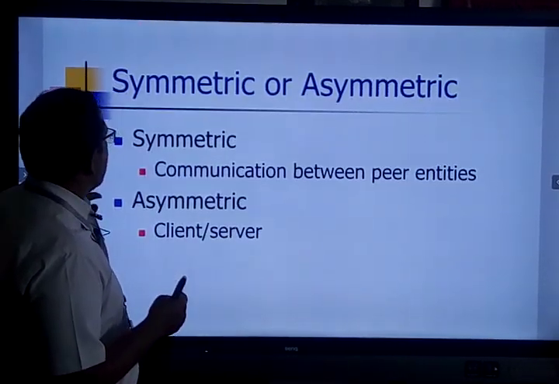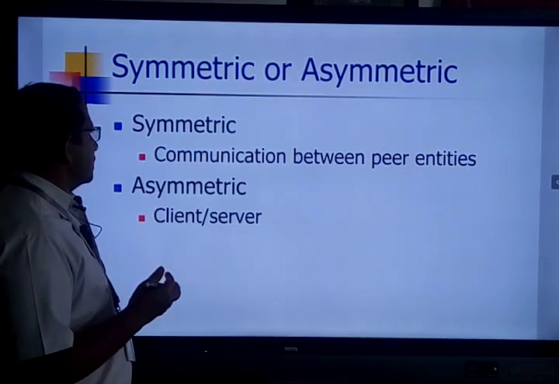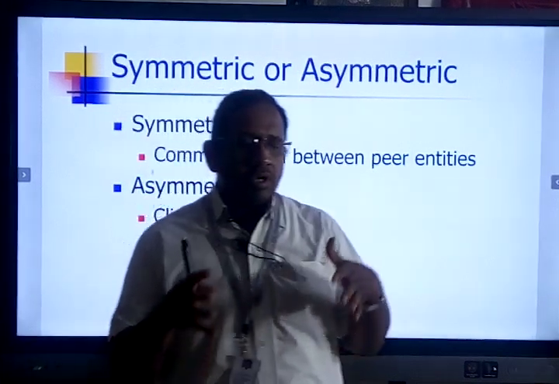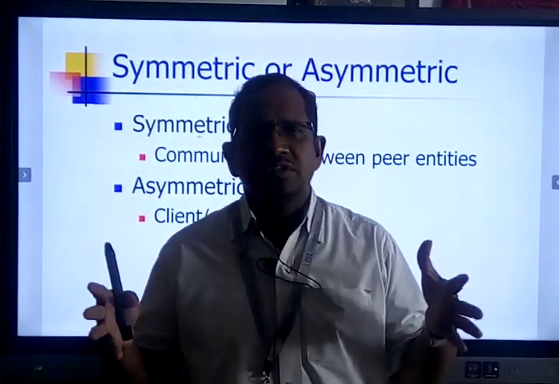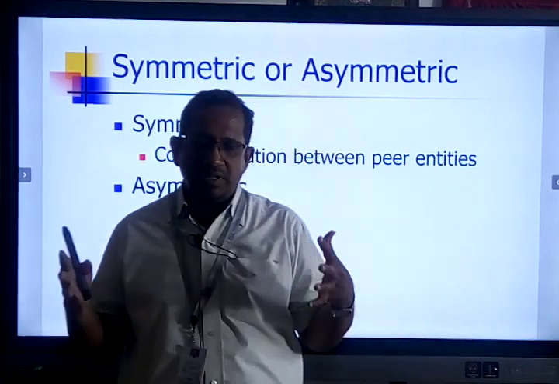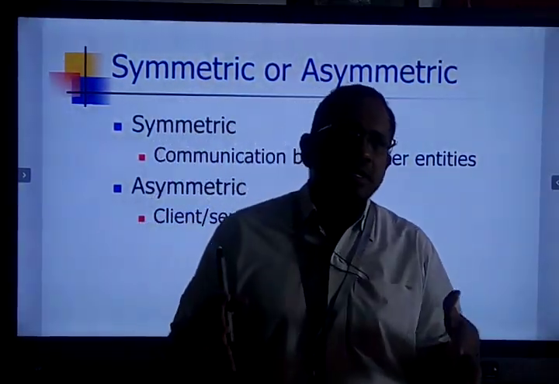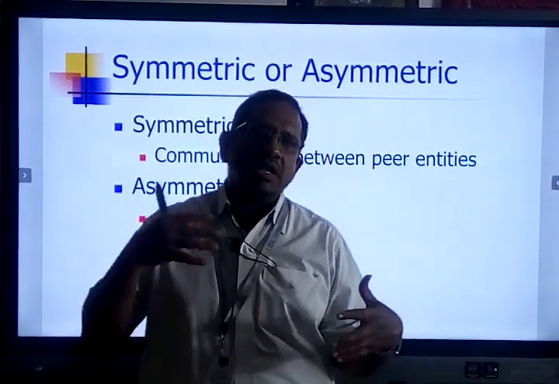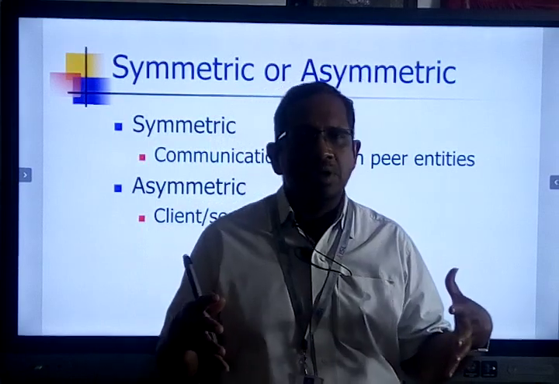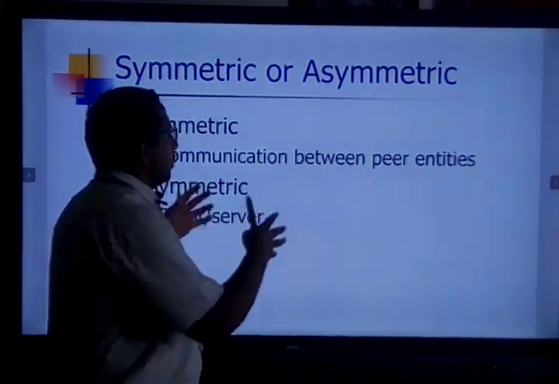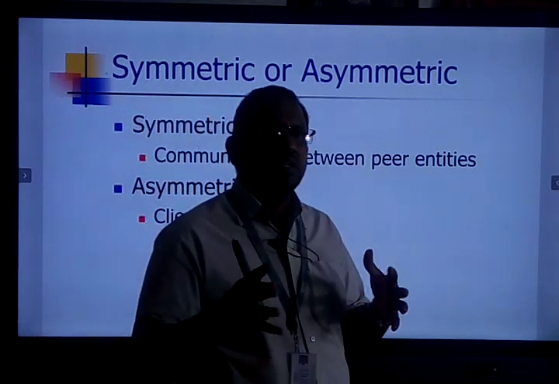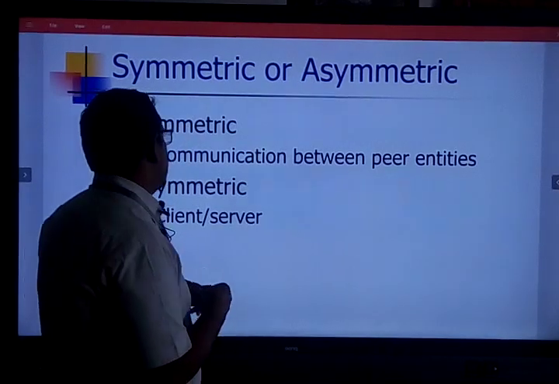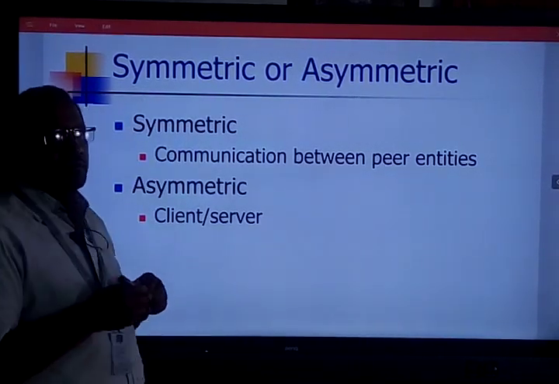Then symmetric and asymmetric. Symmetric means communication happens between peer nodes. Peer nodes are nodes of the same capacity. When students of the same class communicate, we simply call it peer-to-peer communication. When a student communicates with a lecturer, it is not peer-to-peer communication. When two systems of the same capacity communicate, that is called peer-to-peer communication, and that comes under symmetric communication.